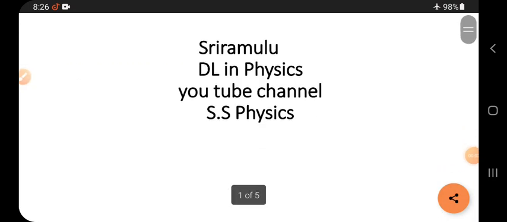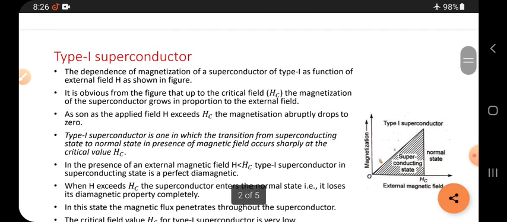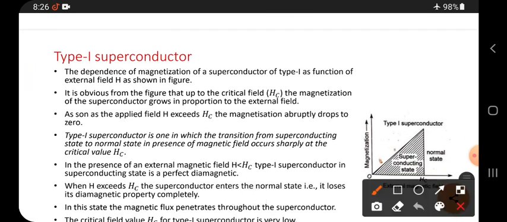Hi viewers, today's topic is type 1 and type 2 superconductors. So what is a type 1 superconductor? It is the dependence of magnetization of a type 1 superconductor as a function of external magnetic field.